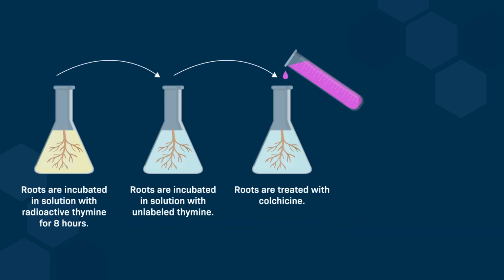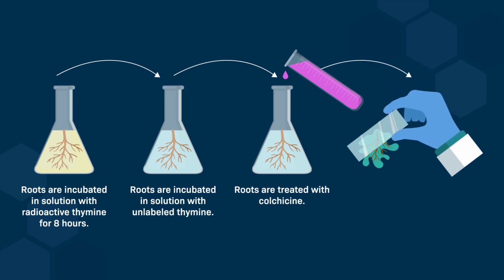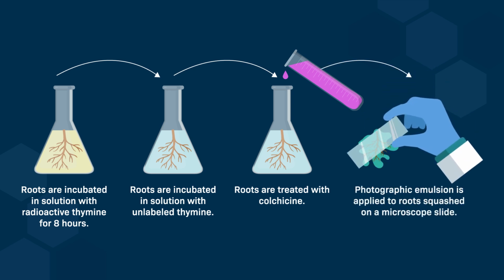In the final step, the roots were squashed onto microscope slides, and a photographic emulsion was applied. The slides were incubated in the dark for a period and then developed like a photograph. This process, called autoradiography, visualizes regions of the chromosomes that are radioactive because the radioactivity exposes the photographic emulsion, which makes these regions visible after development.